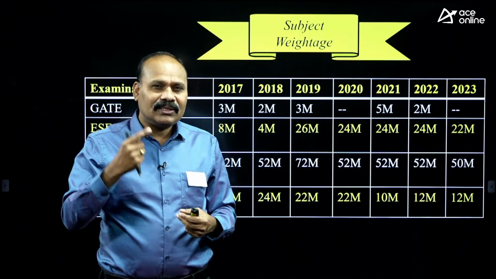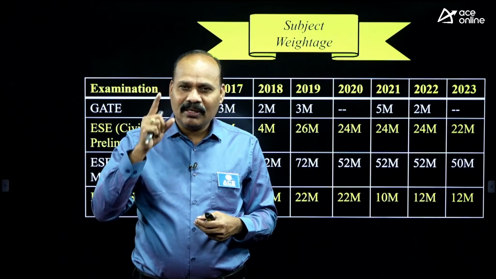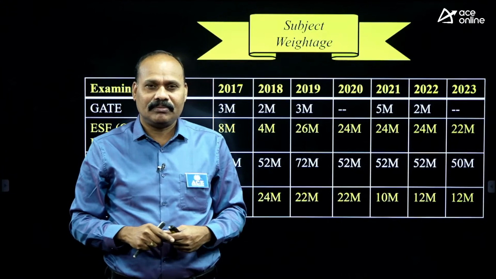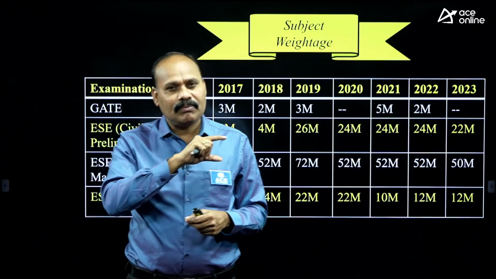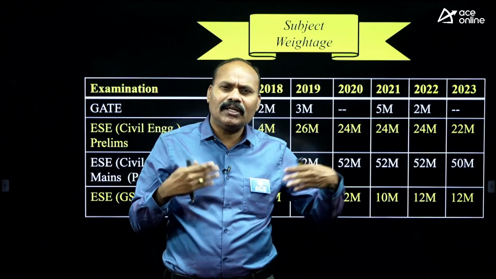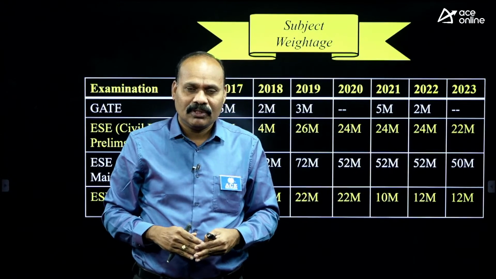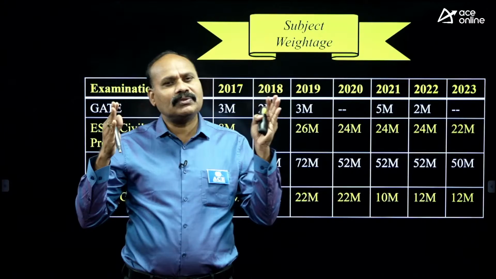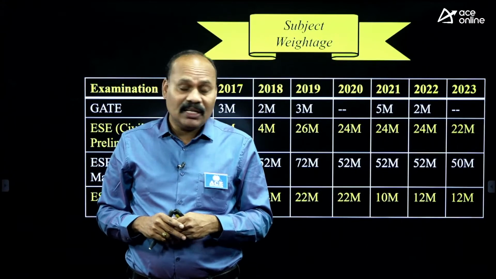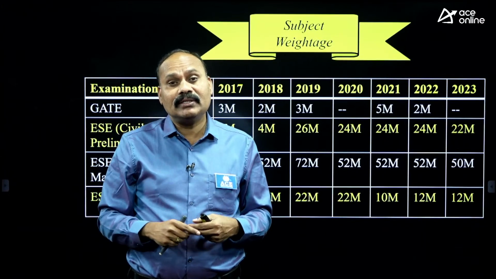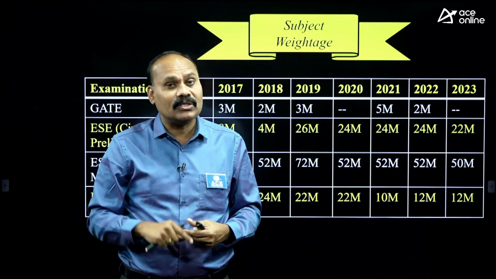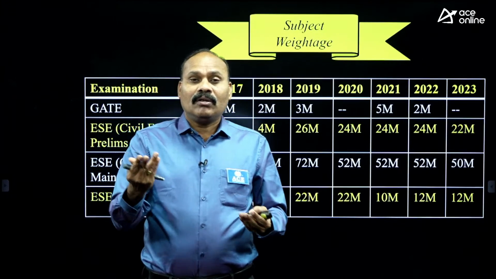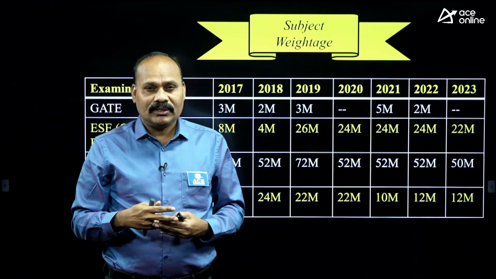Sir, why these 3-4 lines, 5 lines sometimes? In ESE, time is important. From the GATE point of view, time is not so important because sufficient time is available in GATE. But in the ESE paper, you may not find sufficient time because you have to answer 150 questions. So that is really challenging.